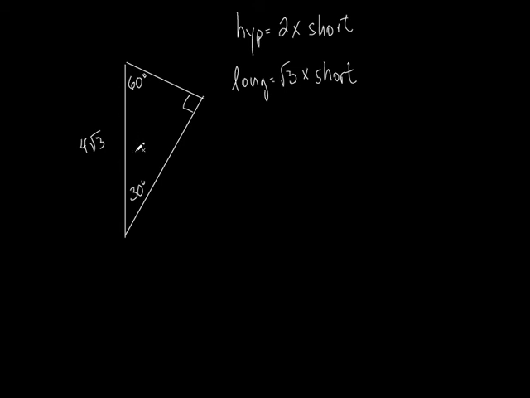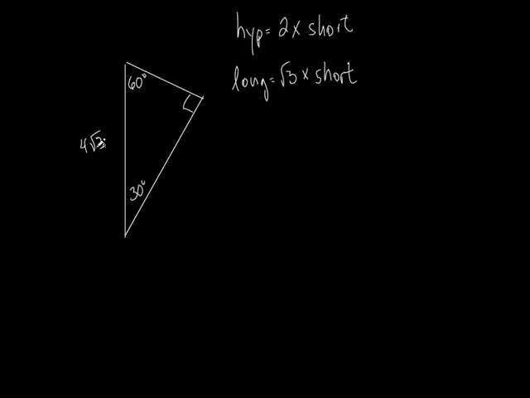So what do you think? Well, what did they give us? They gave us the hypotenuse. It's across from the 90-degree angle. So they give us the hypotenuse, so I should be able to find the short leg. If they give me the hypotenuse, how do I find the short leg?